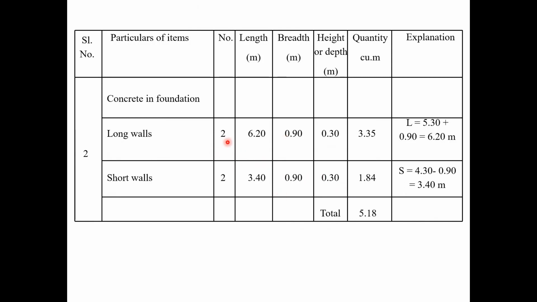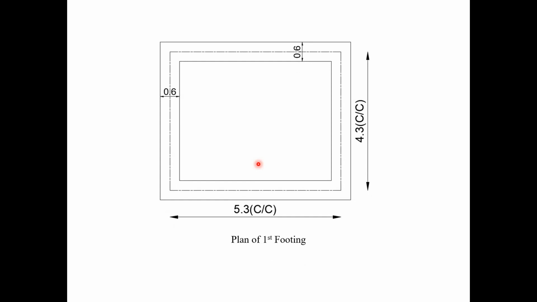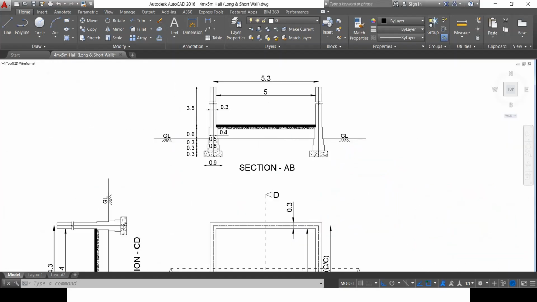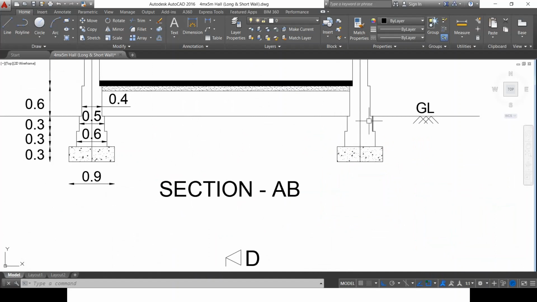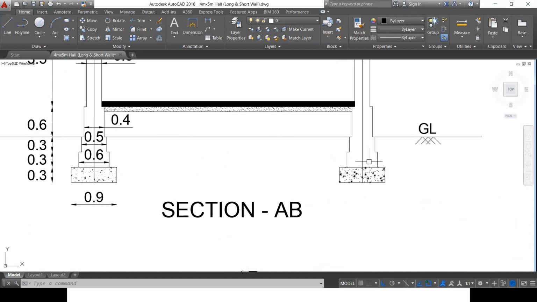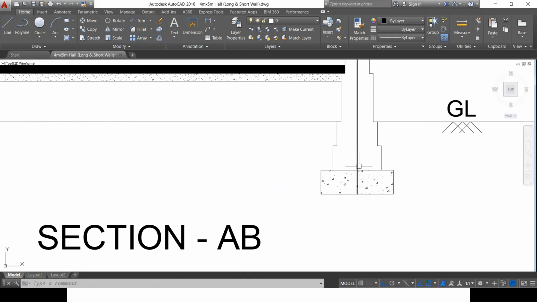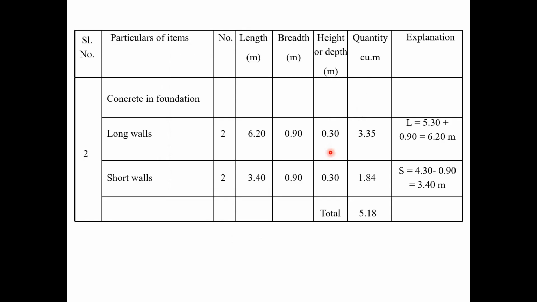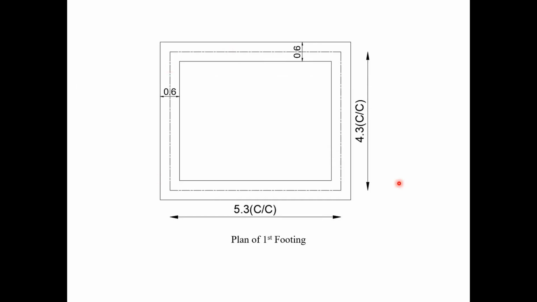Now let us move on to the next quantity, which is the plan of footing 1 and plan of footing 2. So once I am done with the excavation, and also if I have already laid the PCC, the next thing is to lay the first footing and the second footing and finally the plinth. So how to do this? So this is the plan of the first footing.